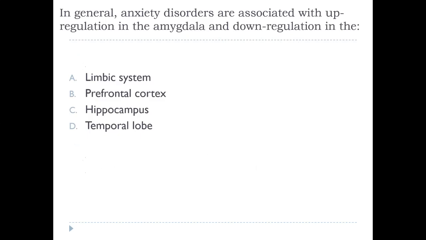Okay, quick question. In general, anxiety disorders are associated with upregulation in the amygdala and downregulation in the what? Is there downregulation in the limbic system, the prefrontal cortex, the hippocampus, or the temporal lobe? And downregulation, you can think of as underactivity or underactivation. So take a moment with that. Okay, hopefully most of you got that. We just talked about it, right? Prefrontal cortex isn't coming online the way that it should.